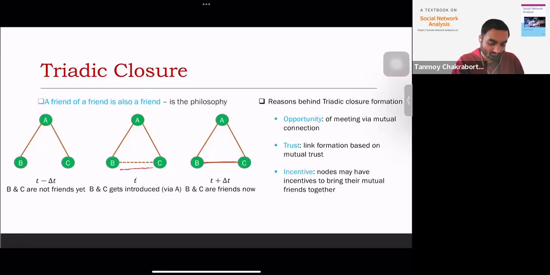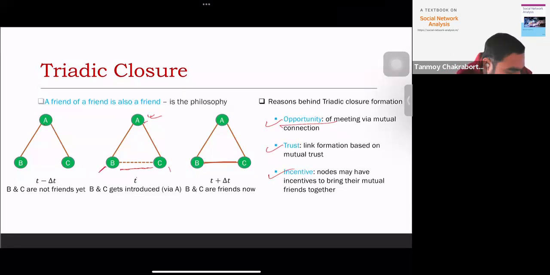Now, what is the reason behind the formation of a link from B to C? There can be three different reasons. The first reason is opportunity. What do you mean by this? It means that every mutual friend, so A is the mutual friend of B and C, gives them an opportunity. A has given B and C some opportunity to meet and to become acquainted with each other, to become friends, thereby increasing the chance of developing a connection.